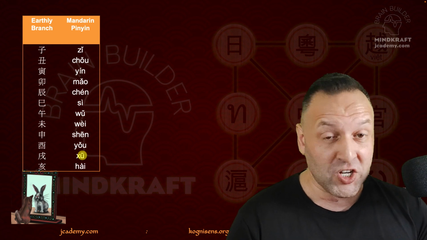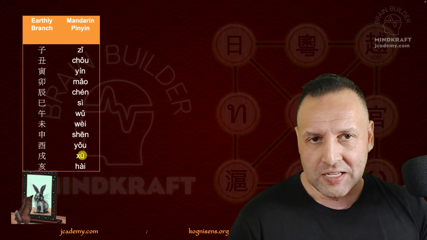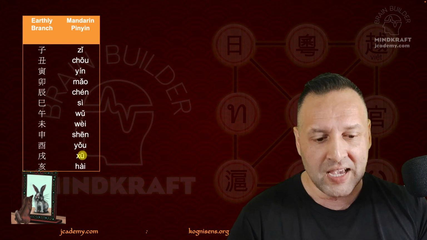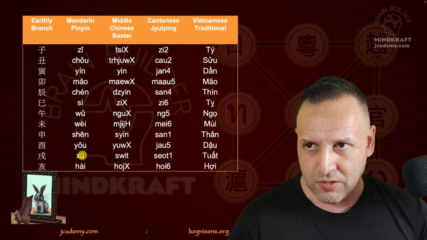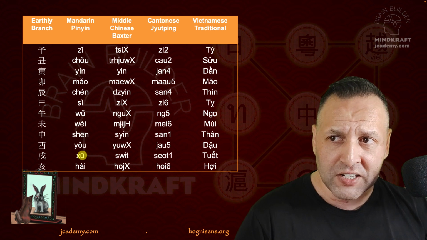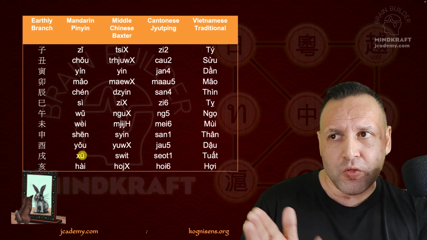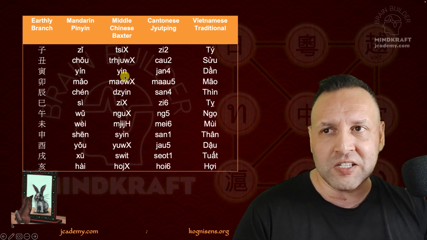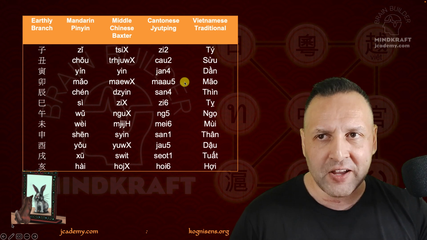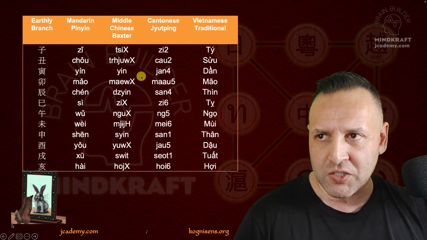But if you know anything about Chinese or Chinese culture, you know that each lunar year has an animal associated with it. So we'll have a look at that in a moment. But this is just showing you that actually all of these languages, and there are many more, Japanese, Korean, they all have their own versions of these words.